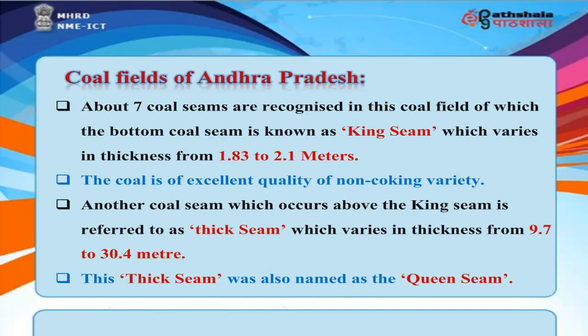About 7 coal seams are recognized in this coal field, of which the bottom coal seam is known as King Seam, which varies in thickness from 1.83 to 2.1 meters. The coal is of excellent quality of non-coking variety. Another coal seam which occurs above the King Seam is referred to as Thick Seam, which varies in thickness from 9.7 to 30.4 meters. This thick seam was also named as the Queen Seam.